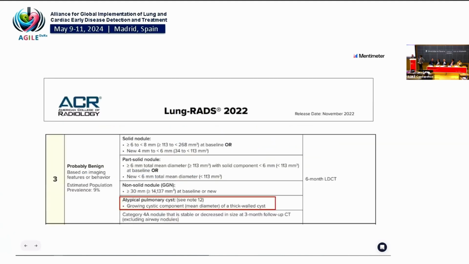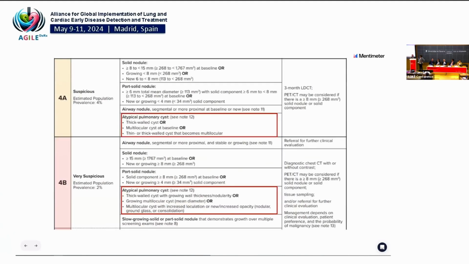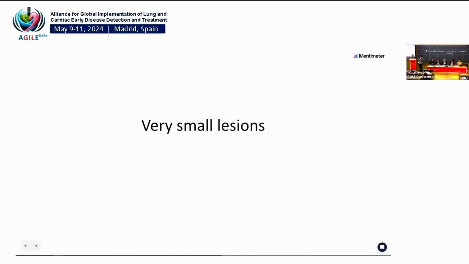Okay, let's go to the next. So these are the new Lung-RADS recommendations, and this was the lung cancer. And there was another cyst in the same, this was lung cancer.